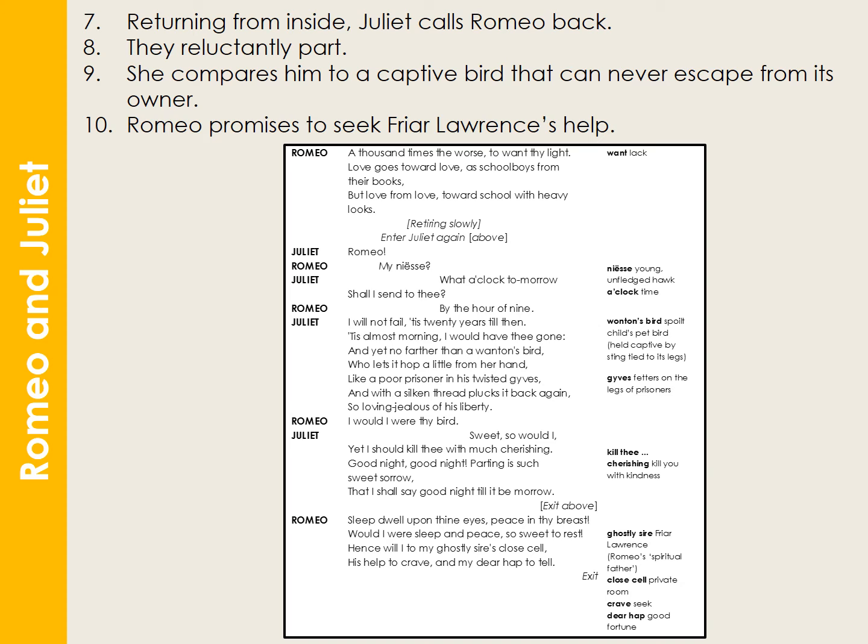Romeo! So she comes back and he says, my niece, which is a young unfledged hawk. So the hawk is still in the nest. So the implication here is that she's a hawk, which is a bird of prey, but still in the nest. So I'm sure Romeo here is implying that he's quite happy and willing to show her how to leave the nest, perhaps. Juliet says, what o'clock tomorrow shall I send to thee?